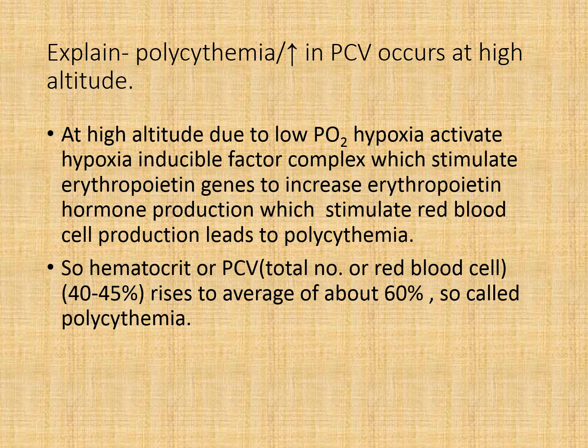Hematocrit or packed cell volume is the total number of blood cells, and practically the total number of blood cells is the total number of red blood cells. Normally it is 40 to 45%, but because of the hypoxia at high altitude, it rises to an average of about 60%. So at high altitude, polycythemia or increase in the packed cell volume, both are the same.